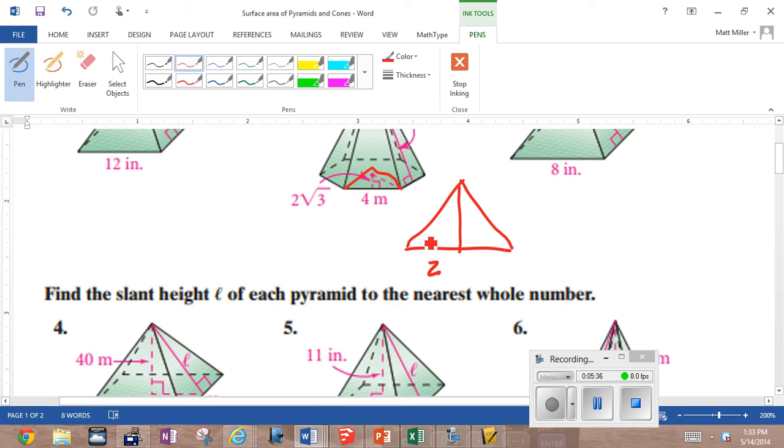Here's 2, and we also know that this side is 4, and so here's the apothem, which we need, is 2 root 3. So the base area is going to be, base is what you have to be concerned about, half the apothem times the perimeter. So the base area is going to be 1/2 of 2 root 3 times the perimeter, which is 4 times 6, or 24. So there you have the base area.